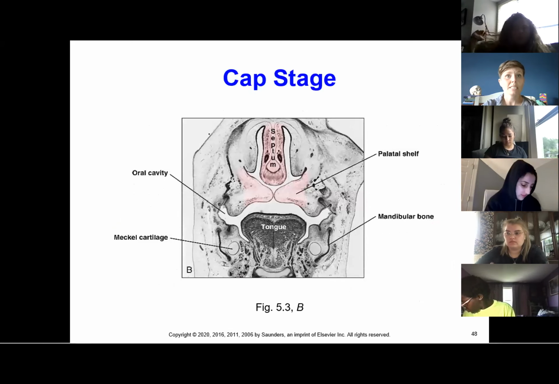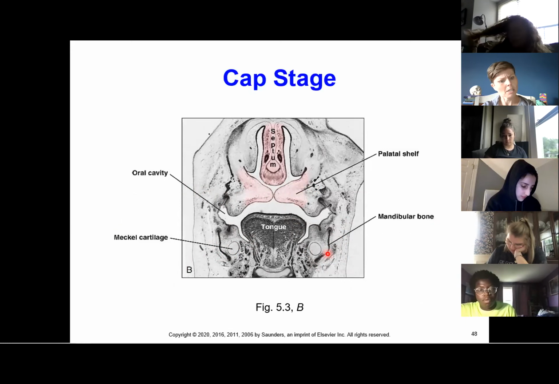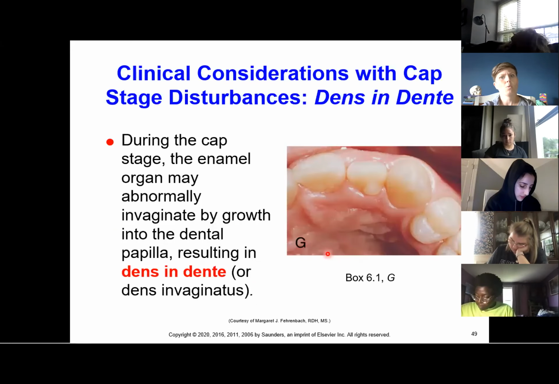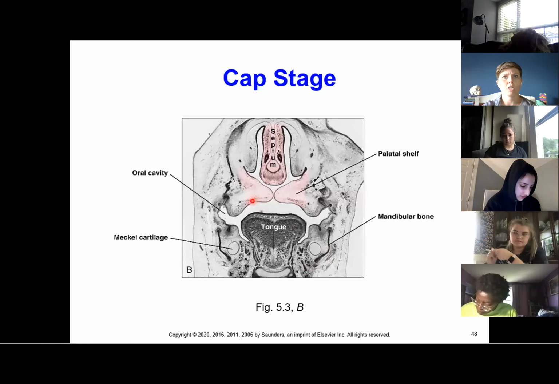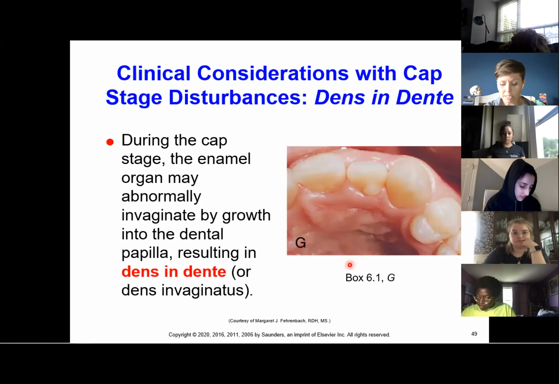So, you can see there's your Meckel's cartilage. Here's your palatal shelf again. Here's your mandibular bone. I don't know why this picture is in here. I don't even see it in your book, but we're going to skip it, because I would think maybe they were trying to show something, but you can't really tell.